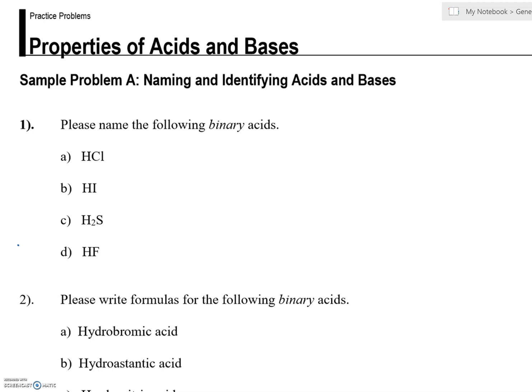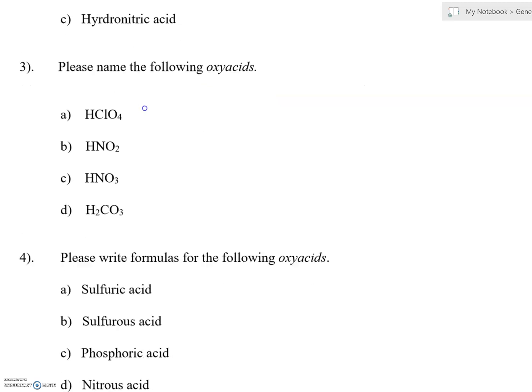Okay, so hopefully you got a chance to practice your naming of acids. And we have two types, binary and oxyacids. Binary acids contain only two elements. So if you have an acid that contains only two elements, one of them of course being hydrogen, that is a binary acid. If you have something that has a polyatomic ion, that is an oxyacid.